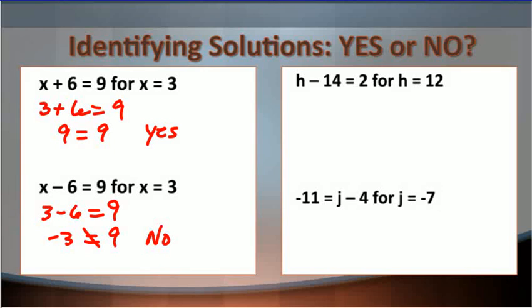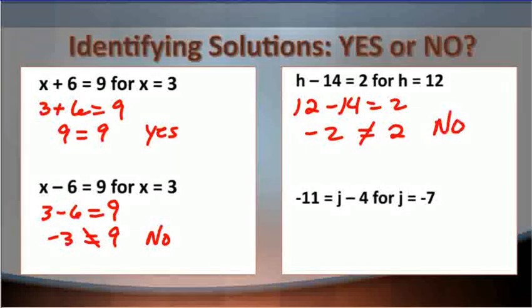Next one, h minus 14 equals 2. For h equals 12, I put 12 in for h. Subtract 14, you should get 2. 12 minus 14 equals negative 2. Negative 2 does not equal 2, so no, 12 is not a solution.